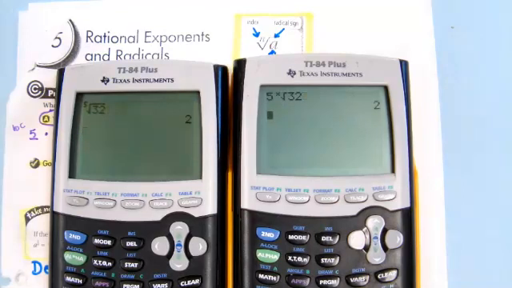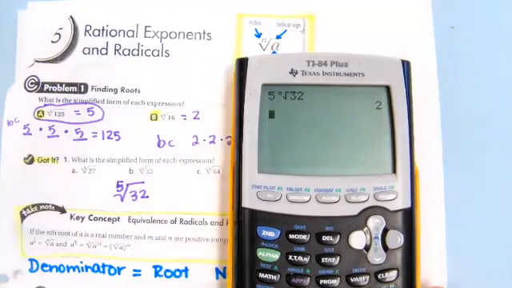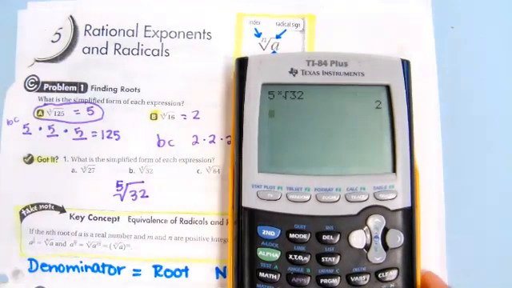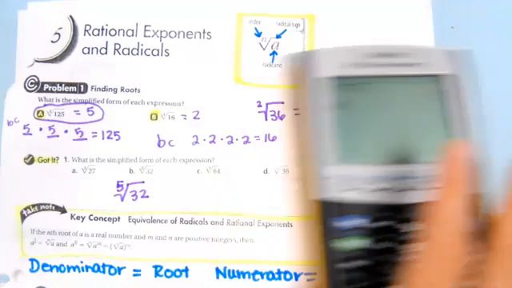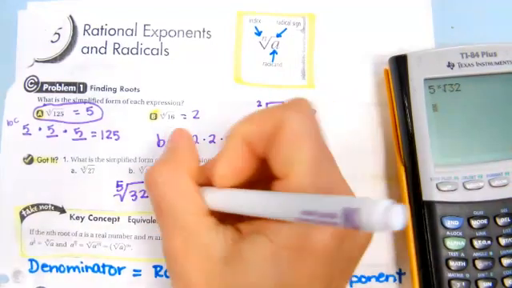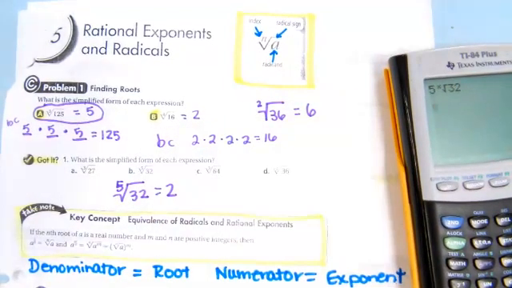If you don't have a calculator, a graphing calculator specifically, this function is not on just a standard calculator. You have to have a graphing calculator to get it. But the idea is you would have to guess and check what number times itself 5 times would give you 32, and the answer is 2. Okay, so far so good.